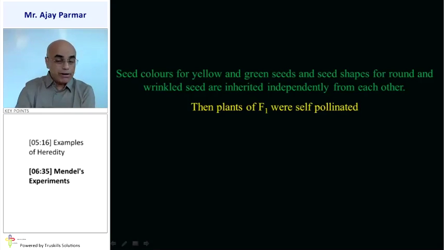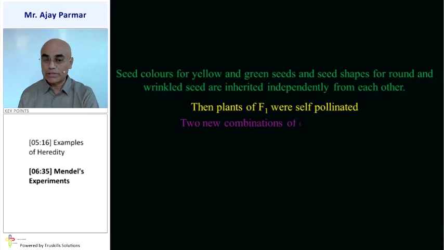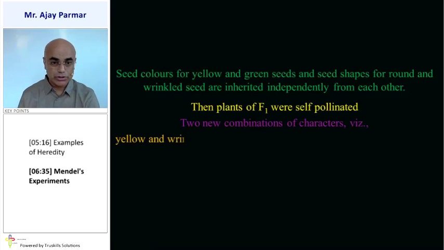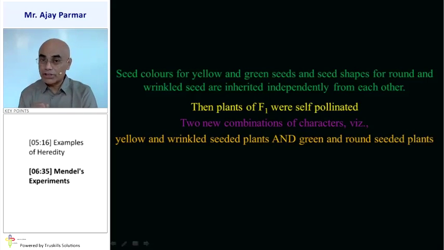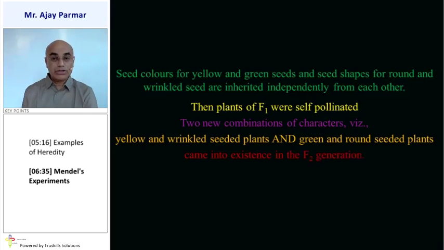That means self-pollination of the plants of the F1 generation was carried out. What happens? Two new combinations were observed, which were not there in the original parent plants or in the F1 generation. Yellow and wrinkled seed, a completely new character. And along with that, the green and round seeded plants were observed in the F2 generation. So this came into existence by self-pollination of F1 generation plants. That is how the F2 generation was obtained.